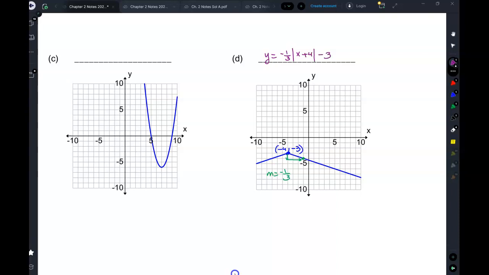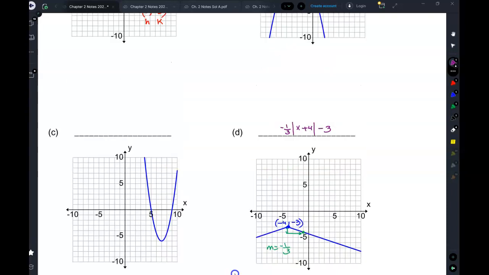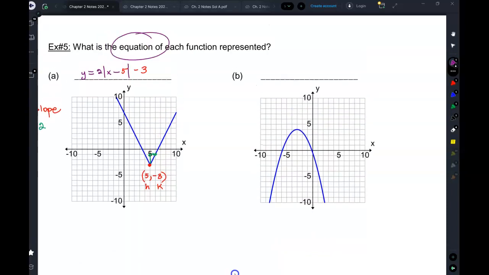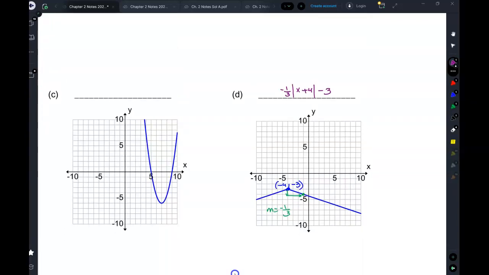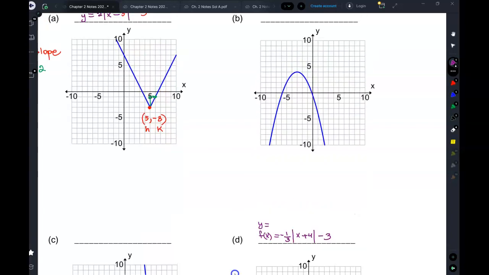Now, this would be full credit. This would not be full credit. Why? Because there is no y, right? Because here it says to write the equation, but this is not an equation. It's just an expression. So you could either do f of x equals or y equals. Is that your question? Okay.